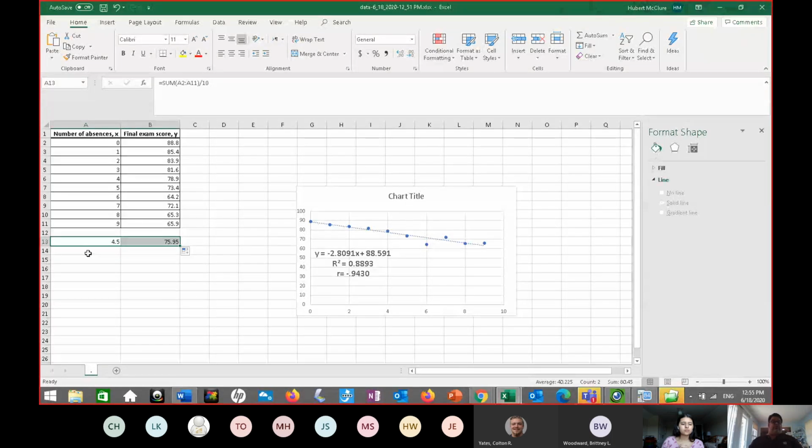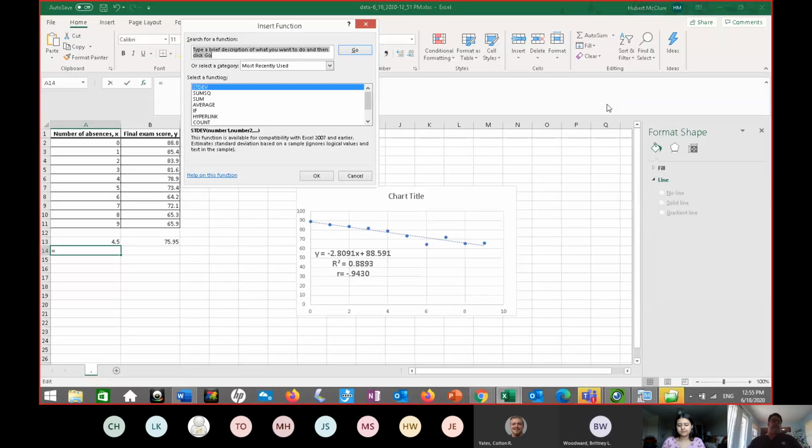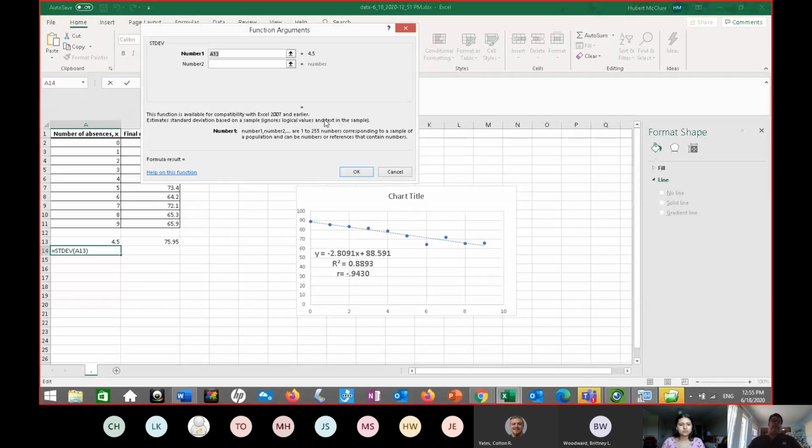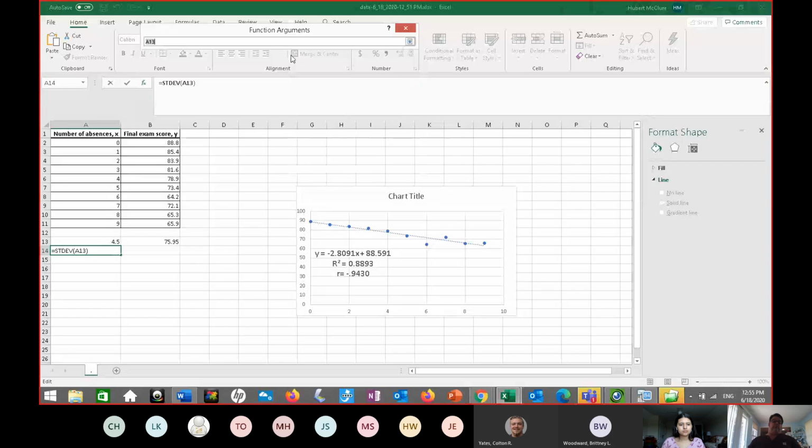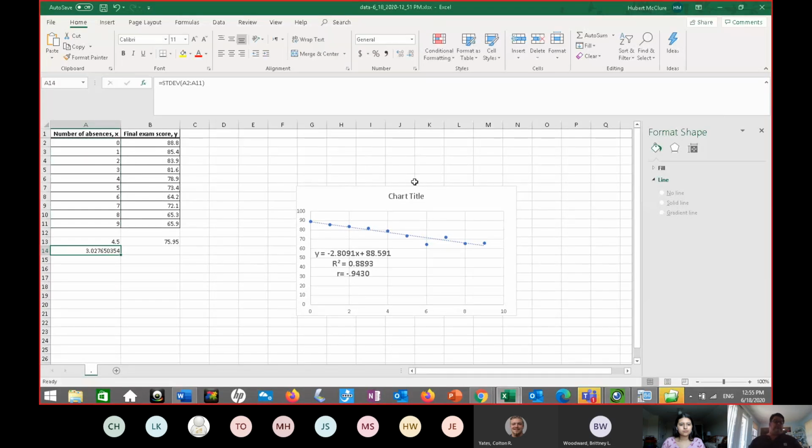Now the standard deviation, I'm going to show you how to do it without all the work. Here we go. Go up to sum, go more functions. And there it is, STDEV. You can type it in if you want to. I'm going to double click on it, click on this right here, and highlight those numbers. And hit OK. There's your standard deviation for your x's.